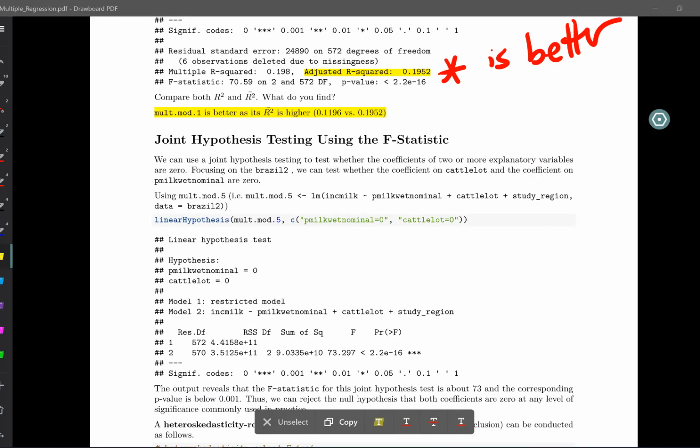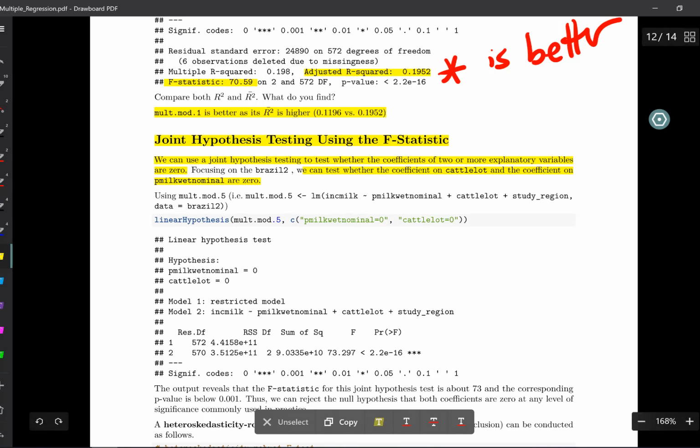Next, we study the joint hypothesis testing using the F statistic. As a reminder, we have seen the F statistic when we use summary, within the output of summary, and that F statistic tells us if our estimated model is better than a model without x's. But we can use the joint hypothesis testing to test whether the coefficients of two or more explanatory variables are zero. In our example with the Brazilian data, we can test whether the coefficient on cattle lot and the coefficient on the price of milk during the rainy season are zero.